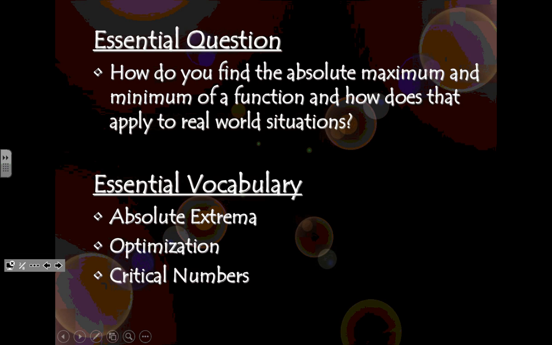All right, so your essential question says, how do you find the absolute maximum and minimum of a function? Now that part you already know how to answer, okay? And we'll review through that extreme value theorem. But what optimization is going to do is apply the extreme value theorem to actual situations where you would want to know the maximum or the minimum value of something in that situation.